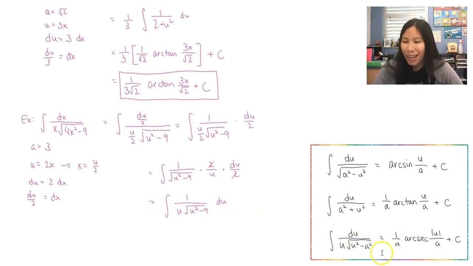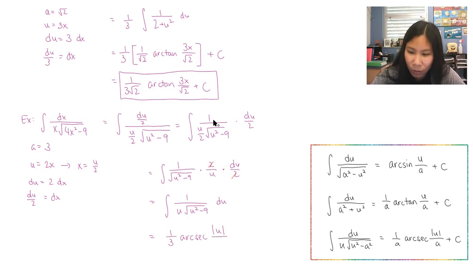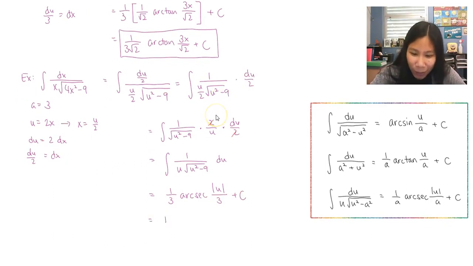So that means a is going to be 3, u is going to be u. So this turns into 1 over 3 arcsecant of absolute value of u over 3 plus c. And then we just got to plug u back in. So this will really be 1/3 arcsecant of, and we said u was 2x, over 3 plus c. Done.